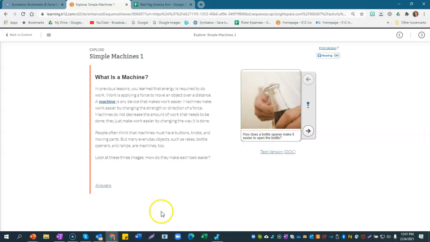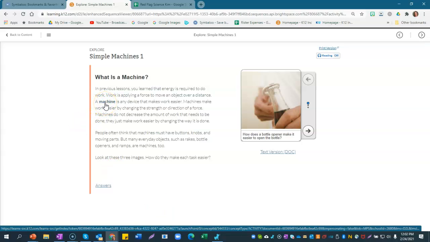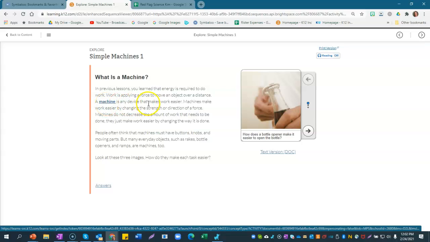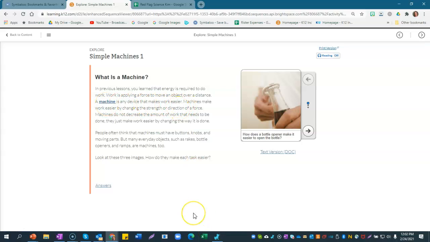And as we get into the first page, here's your first definition to write down in your notes. So in previous lessons, we learned that energy is required to do work. We know that work is applying a force to move an object over a distance. So a couple of definitions there. And then a machine is any device that makes work easier. So make sure you have that definition written down.